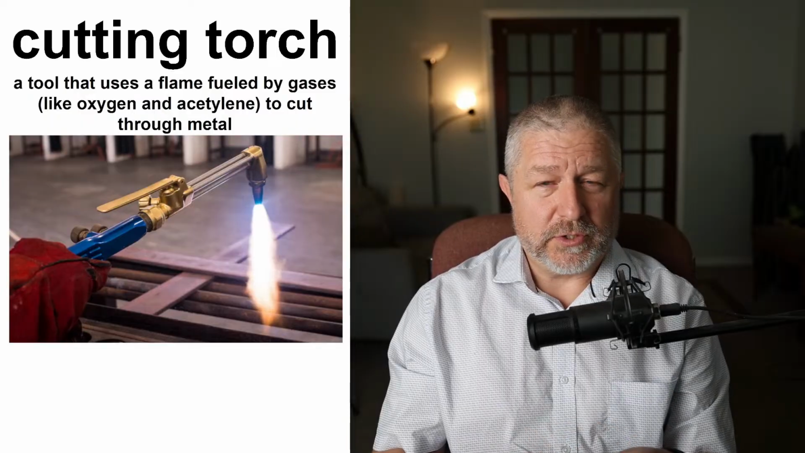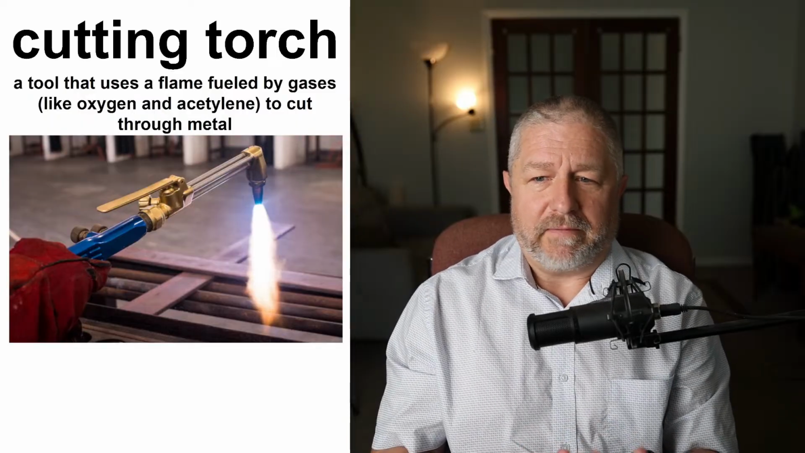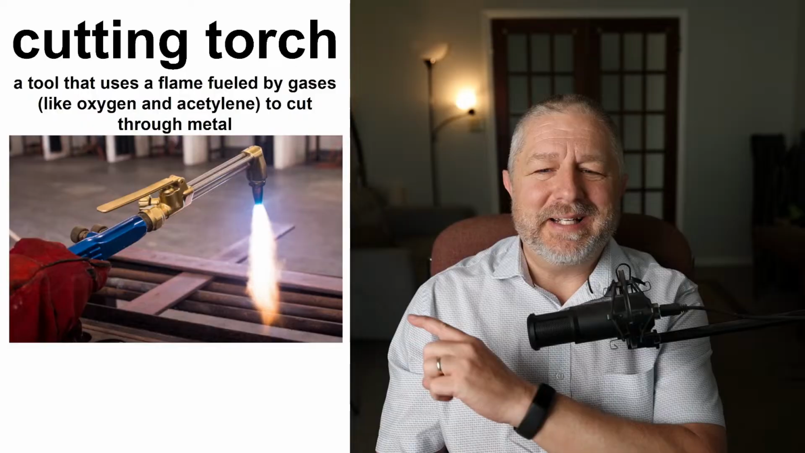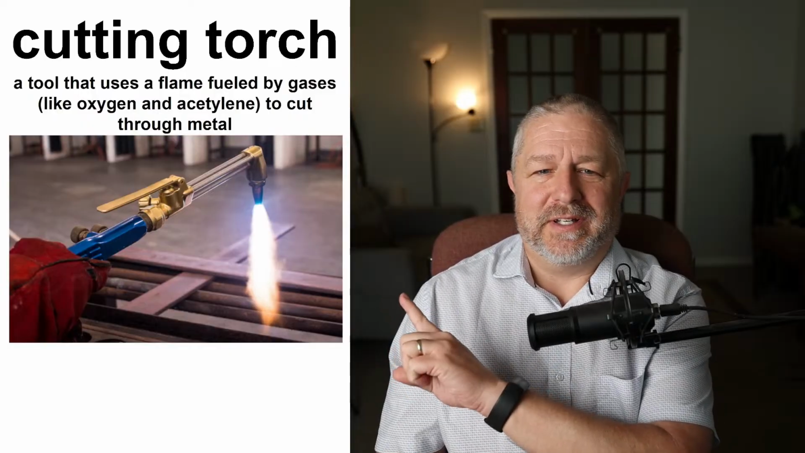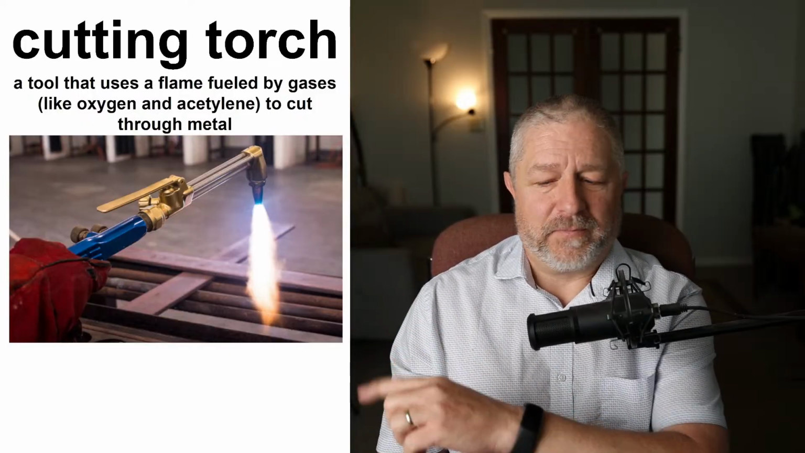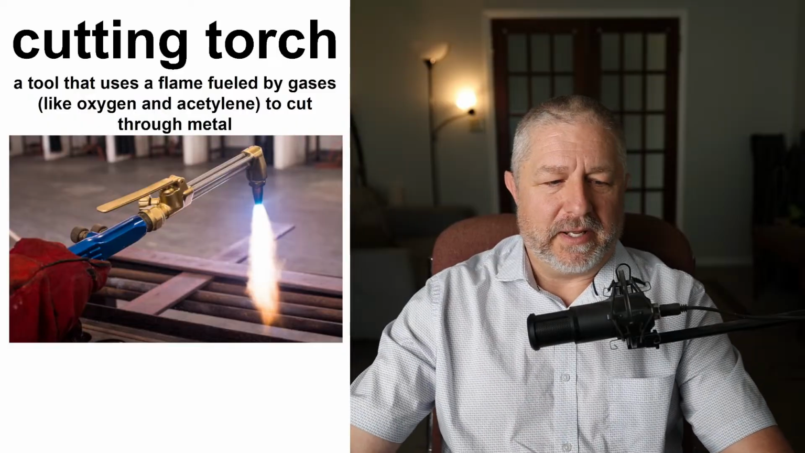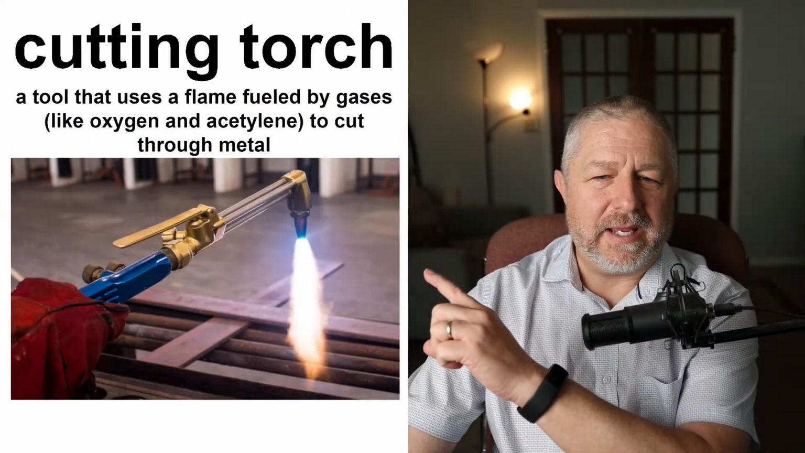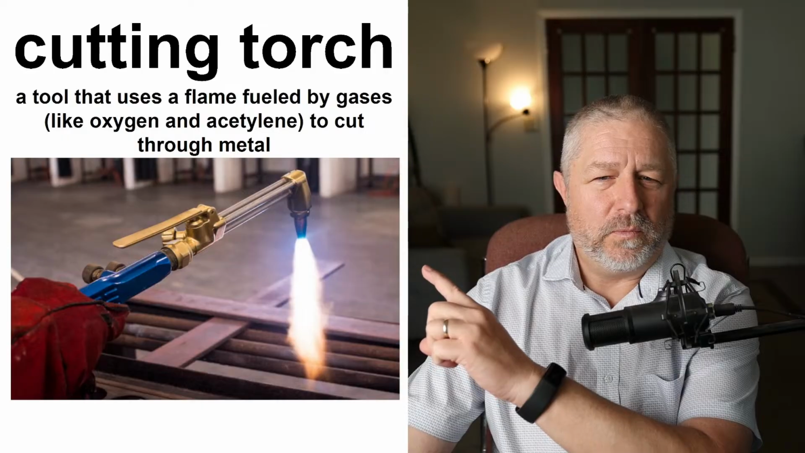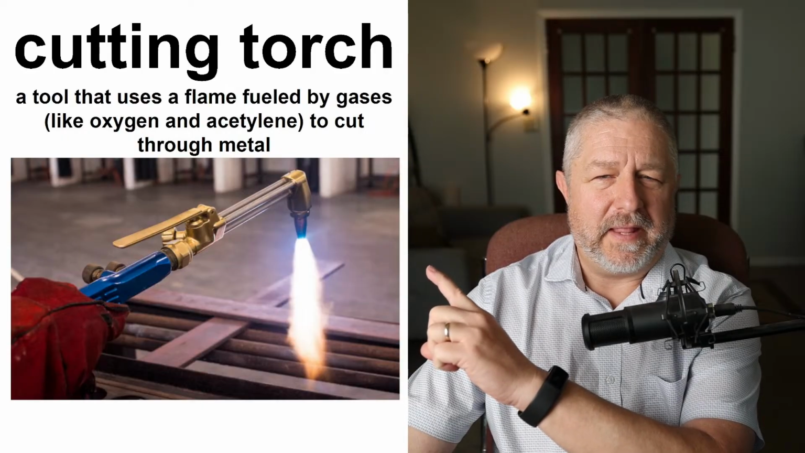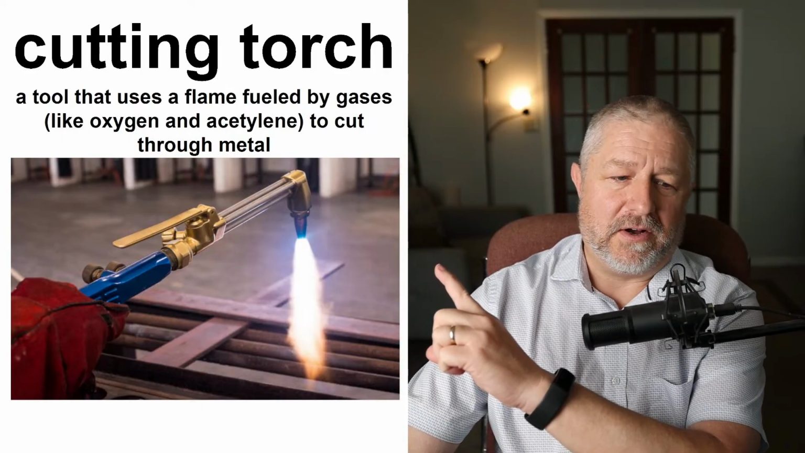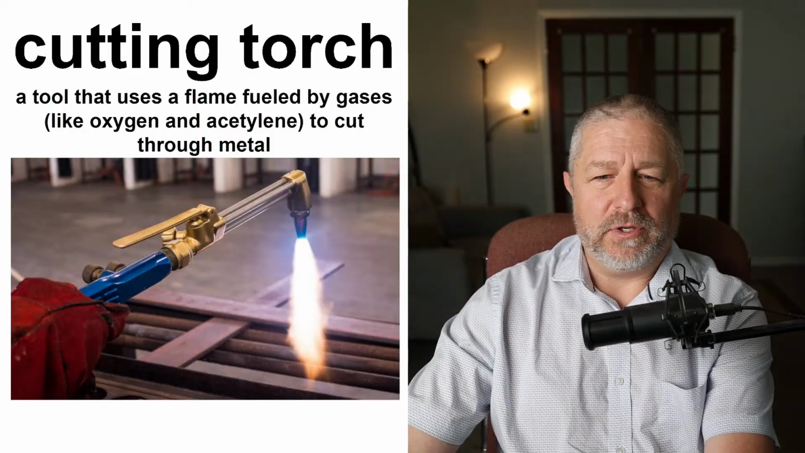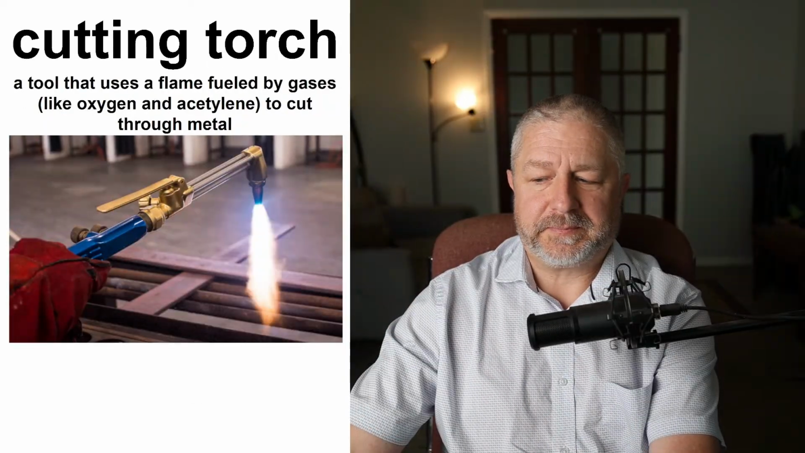I've used a torch before. I do not have one. They scare me a little bit, but a cutting torch is a tool that uses a flame to cut through metal. And you can see here, the flame is kind of blue right where it comes out of the tip. And that, I think, is where the flame is the hottest. And that is how you cut through metal.